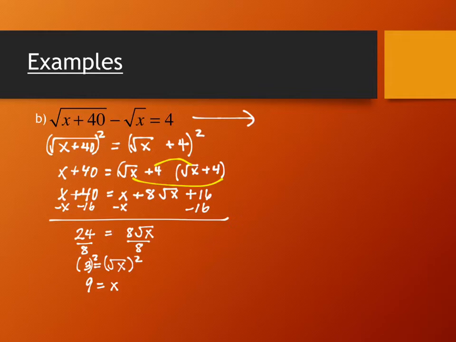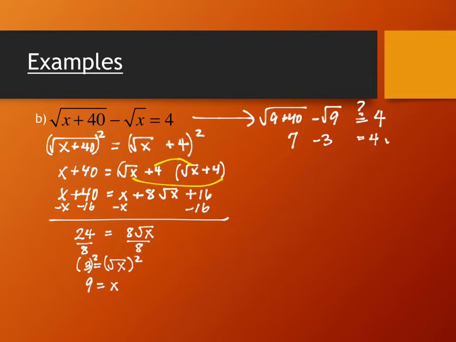So I have the square root of 9 plus 40, minus the square root of 9. And I want to know, does it equal 4? It's sort of a question, right? So the 9 plus the 40 is 49. What's the square root of 49? 7. And what about my square root of 9 here? That one's 3.